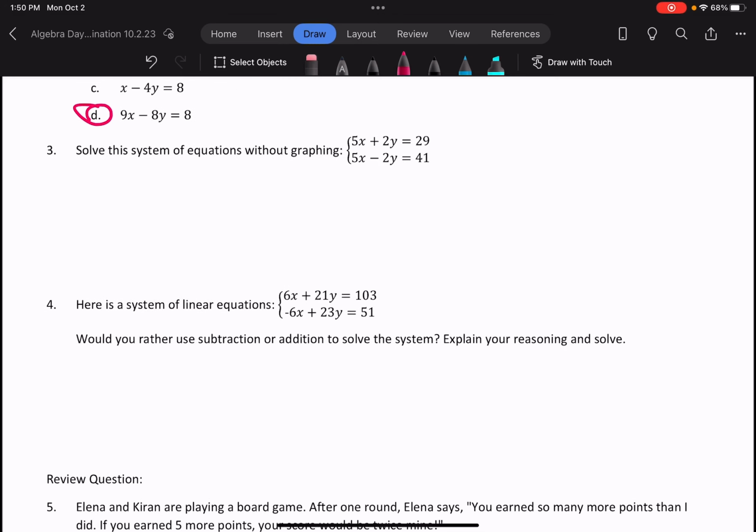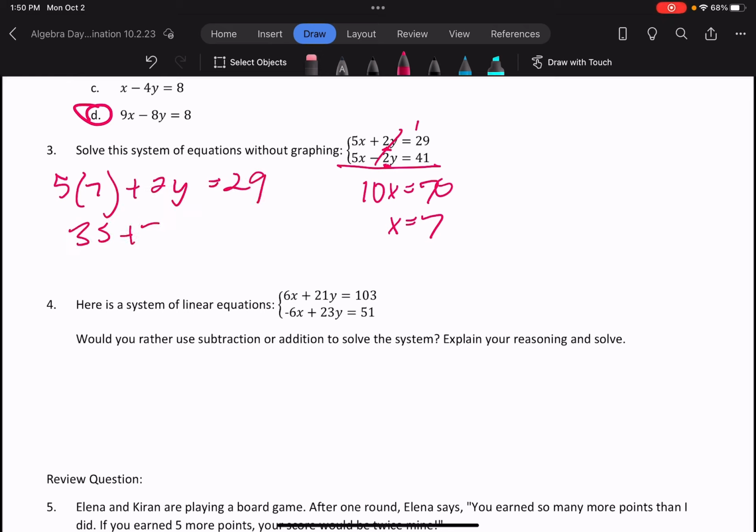Number 3 says solve this system of equations without graphing. Well, immediately I see I have a coefficient of 2 and negative 2 here, and they're opposite, so they will cancel out. We'll get 10x equals 10, carry the 1, 70, x equals 7. Then I'm going to go back. 5 times 7 plus 2y equals 29. 35 plus 2y equals 29. Subtract 35 from both sides. We get 2y equals negative 6. Y then will equal negative 3.